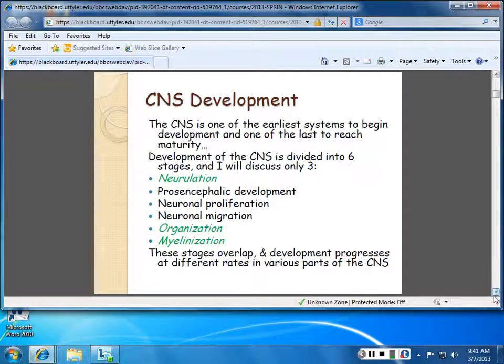The CNS, central nervous system, is one of the earliest systems to begin development, and it's one of the last systems to reach maturity. I mean, you probably know adults that are still maturing. The development of the CNS is divided into 6 stages. I'm only going to discuss 3: neurulation, organization, and myelinization. All of these stages overlap. Development progresses at different rates in various parts of the central nervous system. Why do you need to know this?